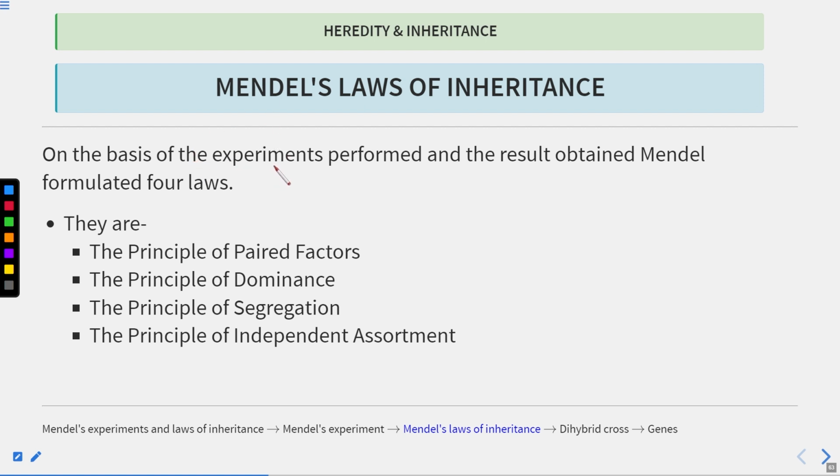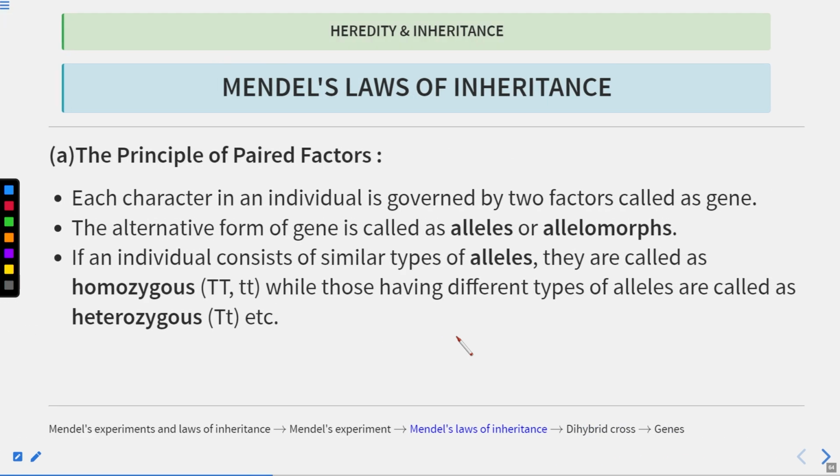So on the basis of the experiments performed and the results obtained, Mendel formulated four laws. The first law is the principle of paired factors. Second is the principle of dominance, also known as the law of dominance. Then next is the principle of segregation, also known as the law of segregation. And the fourth one is the principle of independent assortment, also known as the law of independent assortment. Now we'll study each of these laws in detail.